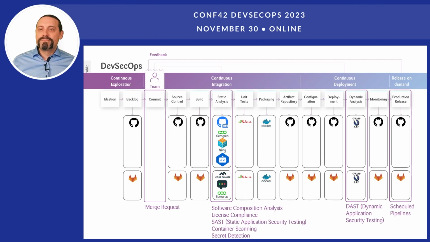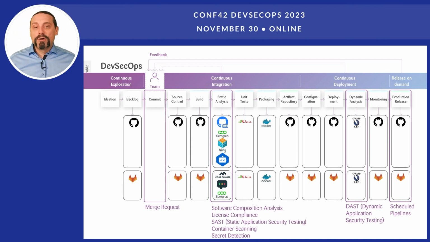You have, of course, merge request. You use the software composition analysis. You want to know what kind of libraries are there and what vulnerabilities you have in the libraries which you are using. License compliance is very important. What kind of licenses do you use in all of these libraries? And also the static application security testing. We are going to statically analyze our code. The container scanning is important, and we need to scan our code for secrets.